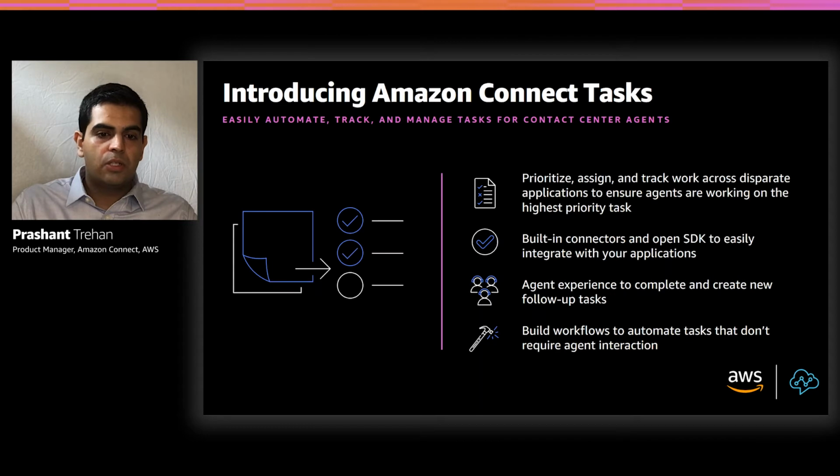Amazon Connect Tasks also includes easy-to-set-up built-in connectors with CRM applications and an open SDK that allows you to integrate with virtually any of your applications. Amazon Connect Tasks provides a unified agent experience for agents to be routed tasks across all their disparate applications and even create follow-up tasks for their interactions. Amazon Connect Tasks includes a powerful workflow engine with a drag-and-drop designer to automate repetitive tasks that don't require agent interaction. Let's walk through each of these benefits in more detail.